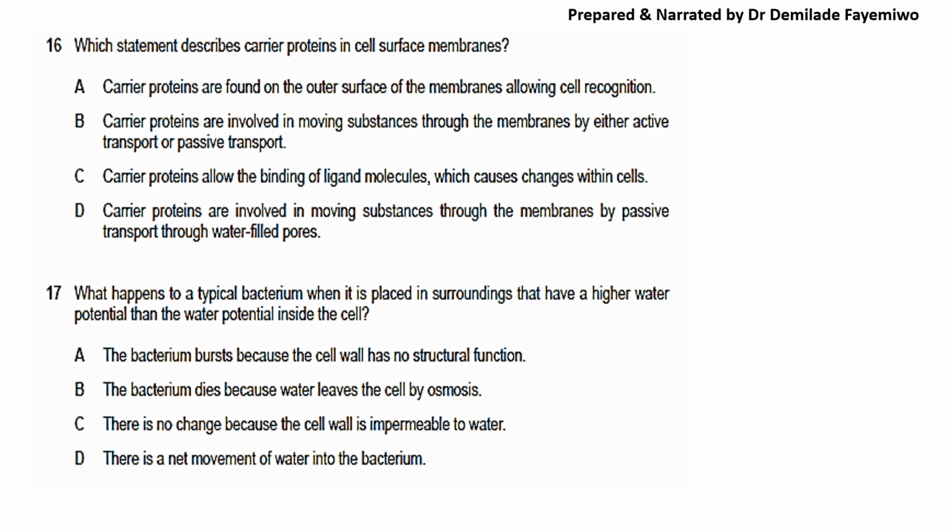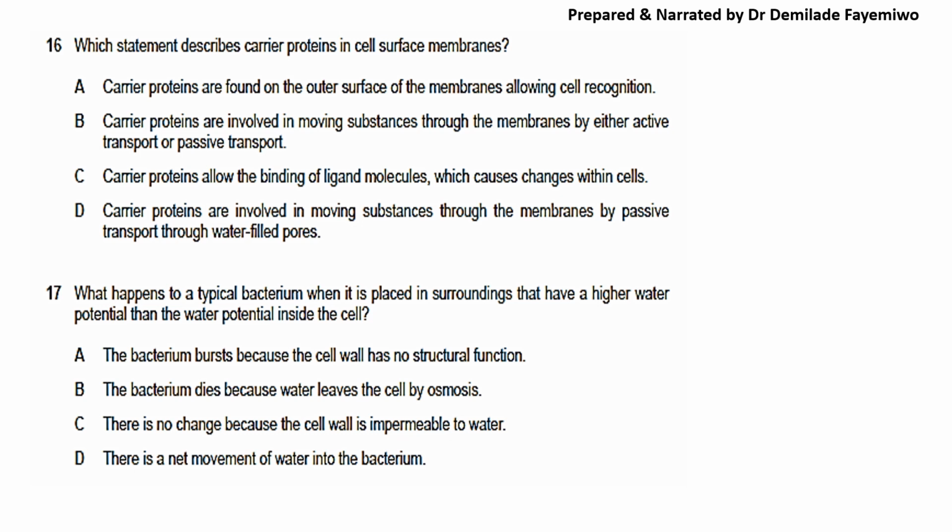Let's look at number 16. Which statement describes carrier proteins in cell surface membranes? Carrier proteins in cell surface membranes, they are found on the outer surface of the membranes, allowing for cell recognition. That's not necessarily true. You have what you call your glycoproteins that are for cell signaling, and lipoproteins as well that are for recognition and cell signaling. So A would not be correct for carrier proteins.